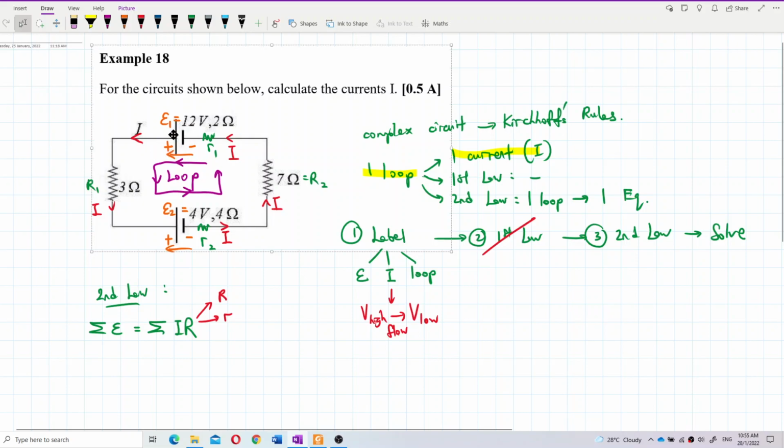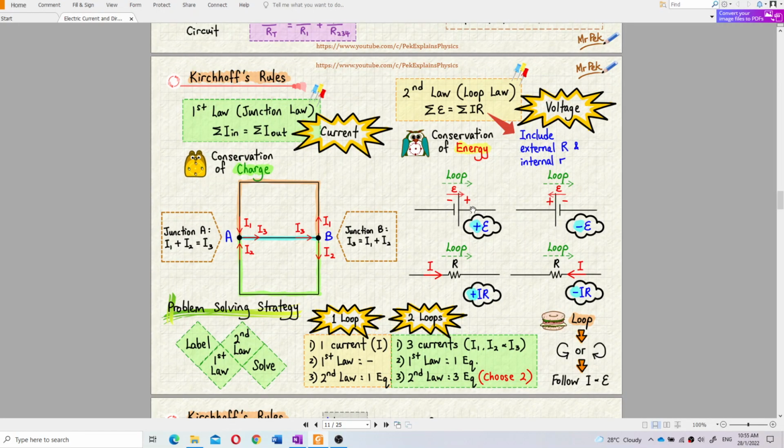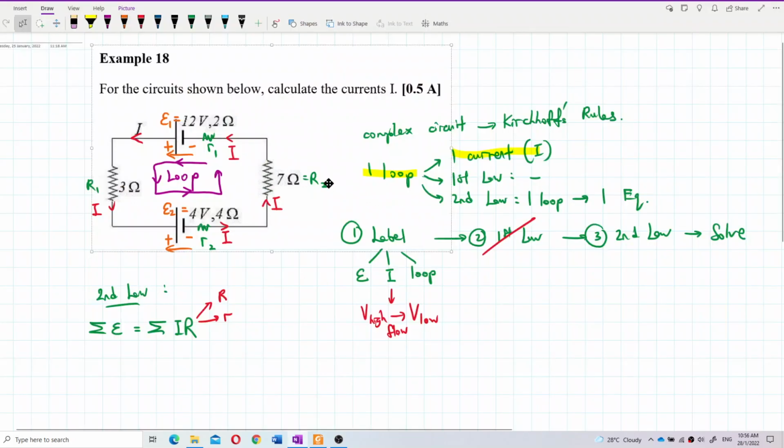So now, E1 is to the left. The loop direction at the top here is also to the left. So it's the same direction. When the loop direction and the EMF are in the same direction, they become positive EMF. So this EMF1 is positive, so we put it as positive E1. Very simple, is it?